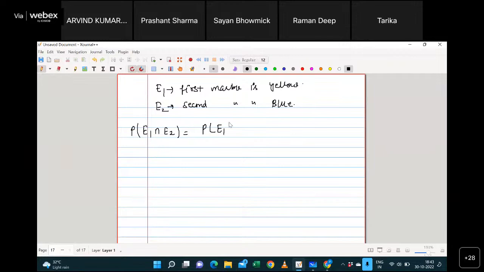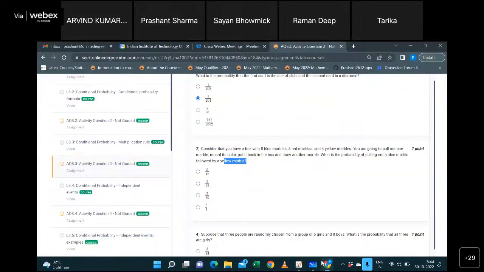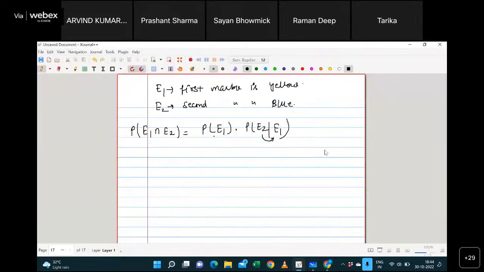Can I write the multiplication rule? Yes, sir. From here you can interpret that E2 is followed by E1. I mean E1 has happened, then E2, correct? What are 5 blue, 3 red, 4 yellow? So 5 blue is given, and 3 red and 4 yellow are given to me. So what's the probability that the first marble is yellow?